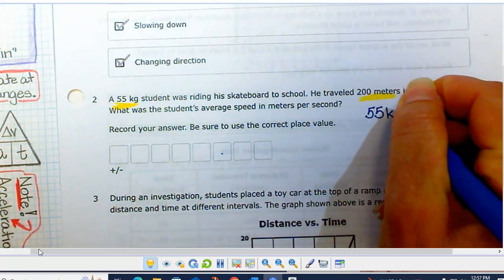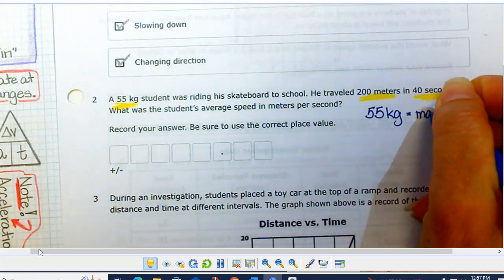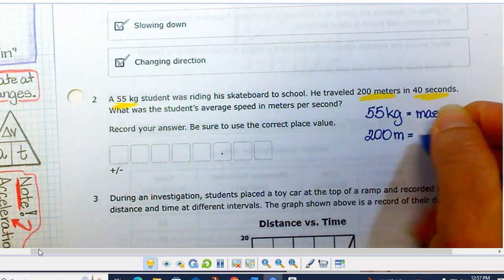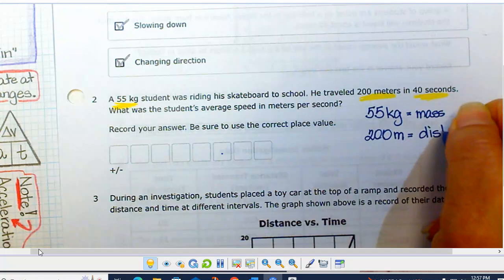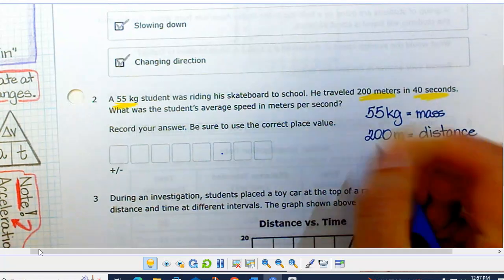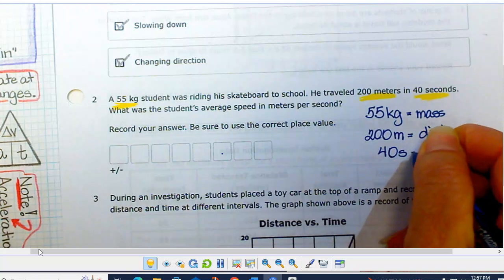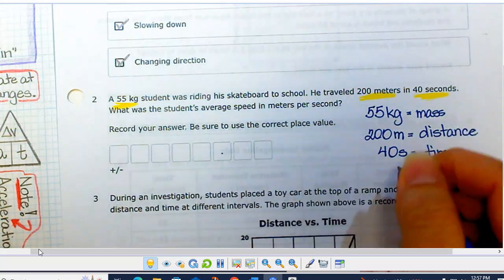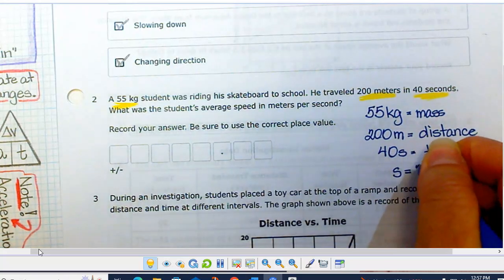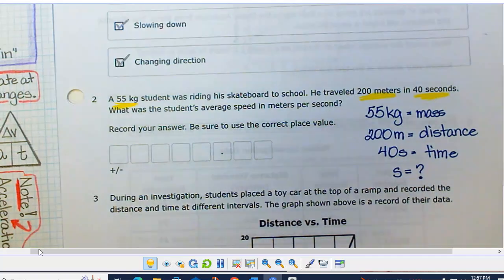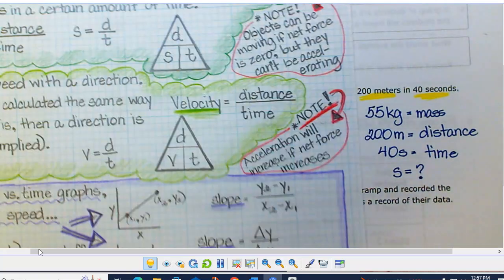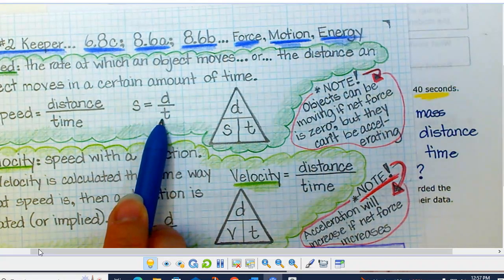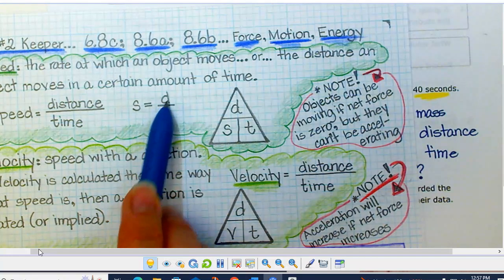55 kilograms is mass. Kilograms is a unit of mass. 200 meters is a distance. 40 seconds is a time. What is the student's average speed? Speed is going to be our question mark. Okay. So now I go shopping for a formula. Speed is equal to distance divided by time. I don't even need the mass. I just need distance and time.